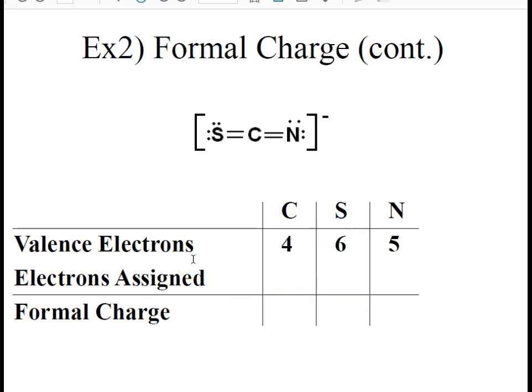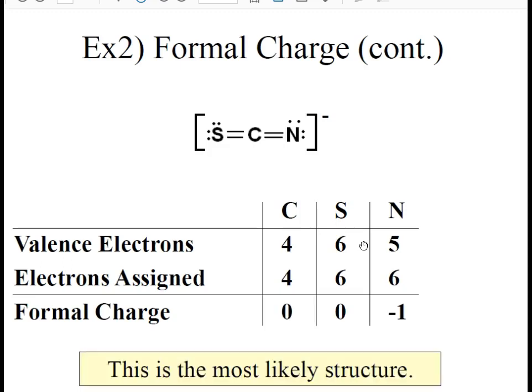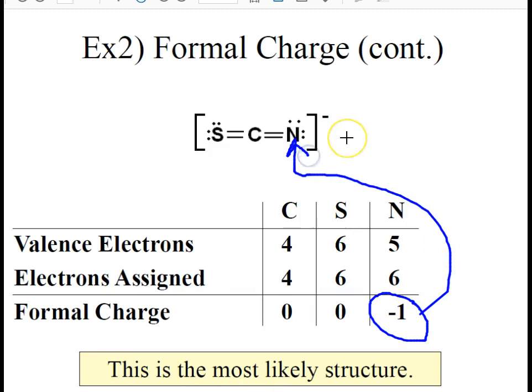Okay, carbon in the middle. Carbon has 4 valence, sulfur has 6, nitrogen has 5. Picking up on the electrons assigned, that carbon in the middle has 4 bonds and no dots, so that would be a 4. The sulfur has 4 dots and 2 bonds, that's a 6. And the nitrogen has 2 bonds and 4 dots, that's also a 6. We subtract, and we get 0, 0, -1. Those formal charges are minimized, and the -1 is on nitrogen, and it is the most electronegative element in this structure.